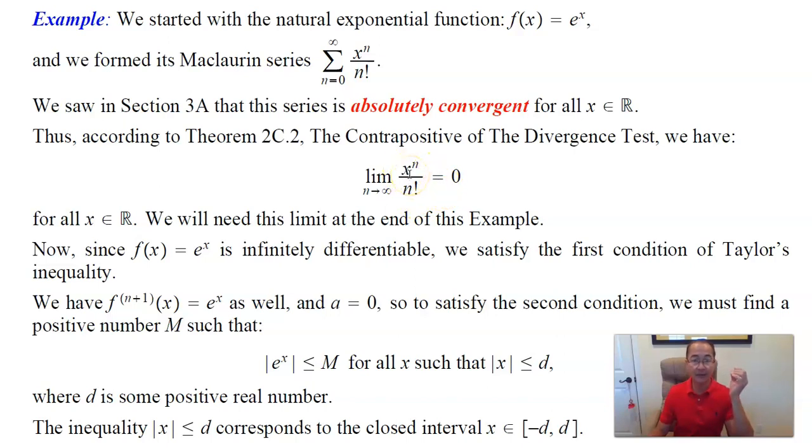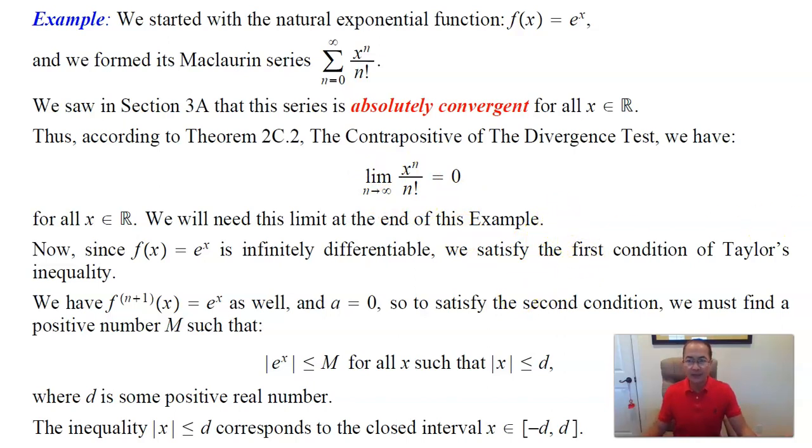If you take 3 to the 5th power over 5 factorial, that's going to be a small number. If you take 3 to the 10th power over 10 factorial, that's even a smaller number. Okay, we're going to need this limit at the end of this example.